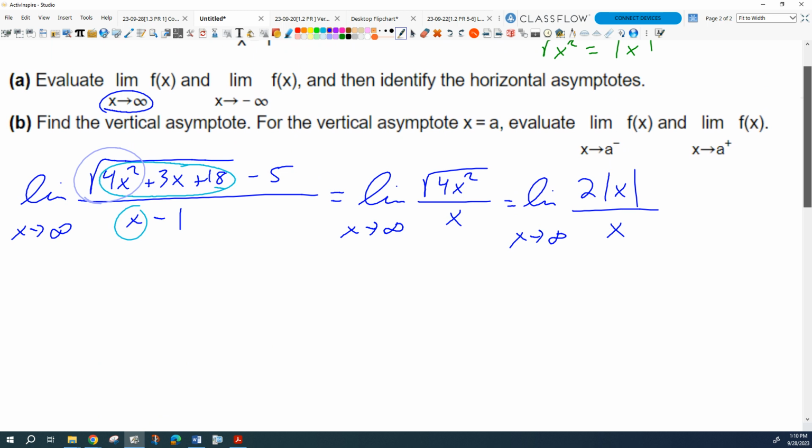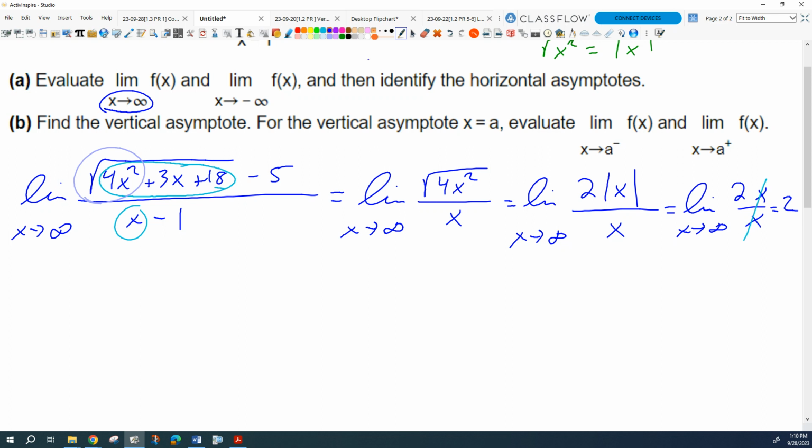Okay, so then what do we get here? So this becomes the limit of 2x over x as x approaches infinity, which is what? Yeah, look at that. The x's cancel now, don't they? Right? So we end up getting 2. Agreed?